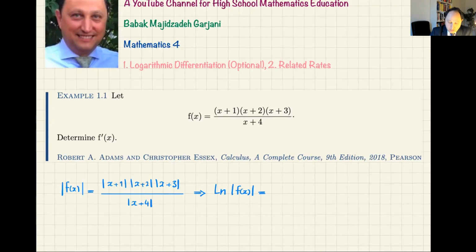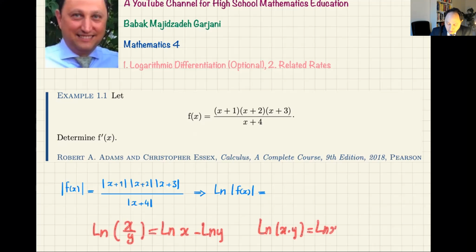Okay, so I am saying that if this is what you are telling me, you have to admit that this is the absolute value of that, and then I am taking ln from both sides. But do you remember, how can I write the ln of this? Ln of a fraction is equal to ln of the numerator minus ln of the denominator. Ln of x times y is equal to ln of x plus ln of y.